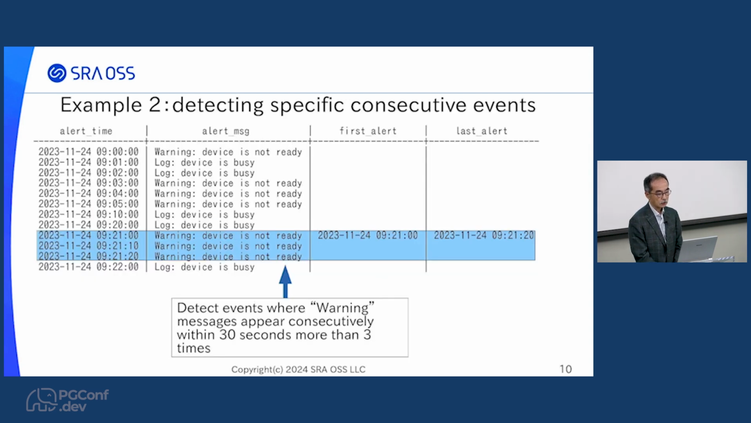Let's move to the next example. In this example, we detect specific consecutive events. This is a simple event table. We have alert time and alert messages. Using this example, we want to find events where warning messages appear consecutively, more than 3 times within 30 seconds.